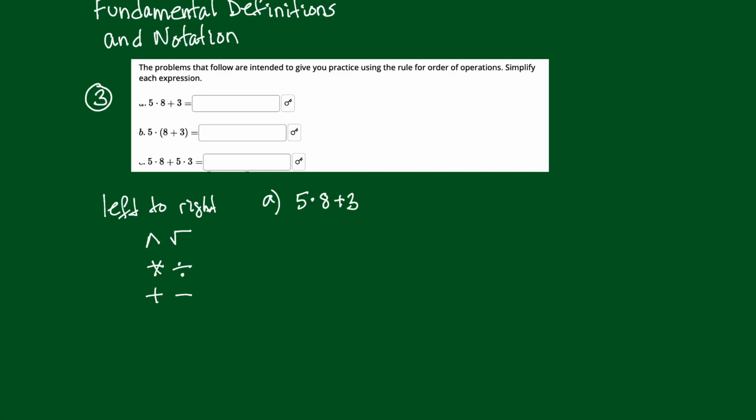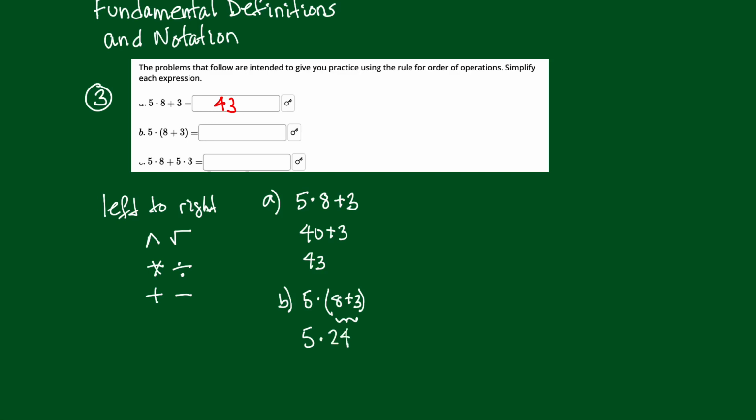So we're going to write here, 5 times 8 is 40, and then there's only one thing left to do, and that's to add 3, so we will get 43. So let's put a 43 in our answer field. Now in part B, we've got 5 times the quantity 8 plus 3, and we know we work in parentheses first. So the first thing we're going to do is work in here. Now there's only one operation, that's addition, so we're going to have 5 times 24.